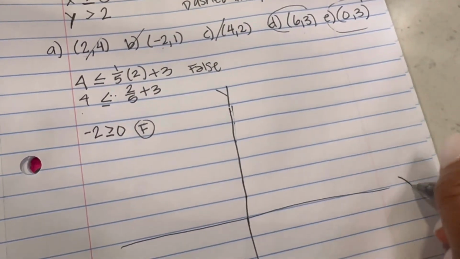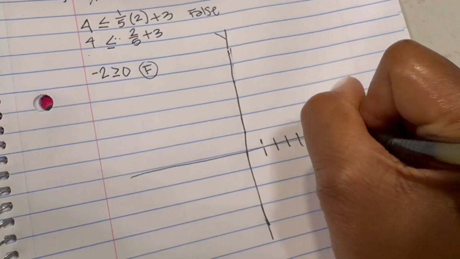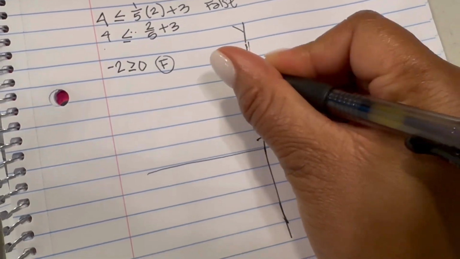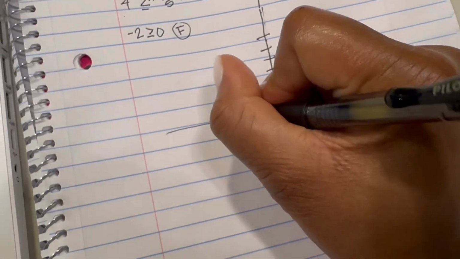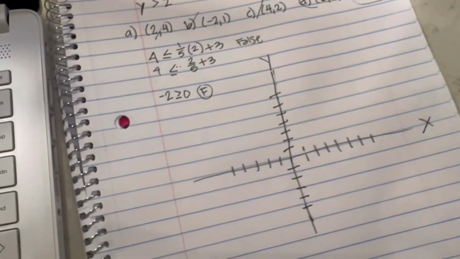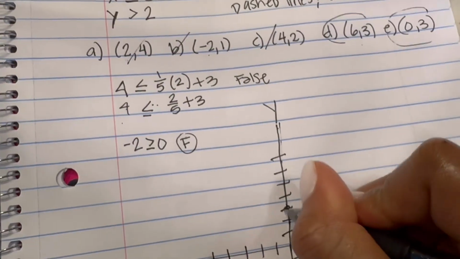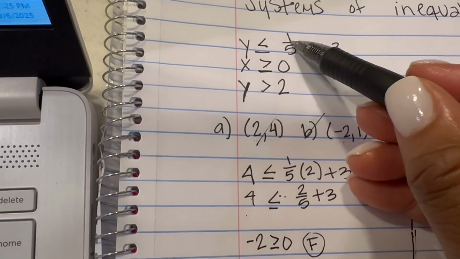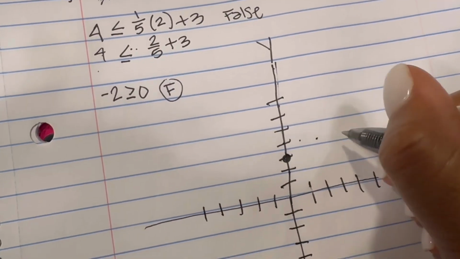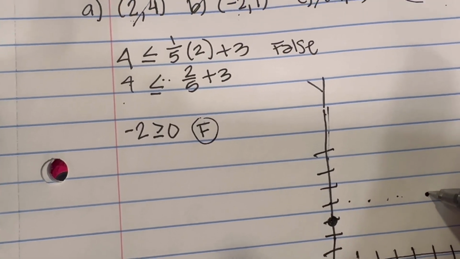Y and X. Give me some tick marks. 1, 2, 3, 4, 5, 6, 7 on each axis. Make sure you make notes to yourself. So the first equation was at 3. Up 1 over 5. Up 1 over 5. 1, 2, 3, 4, 5. About right here.